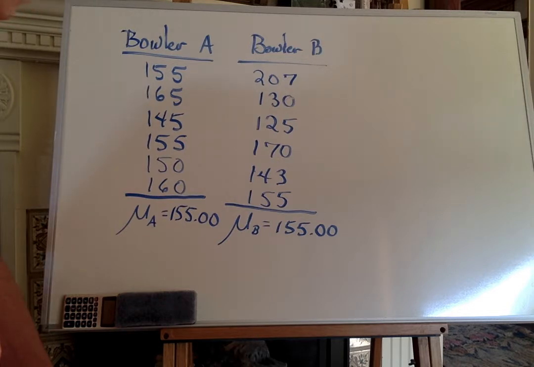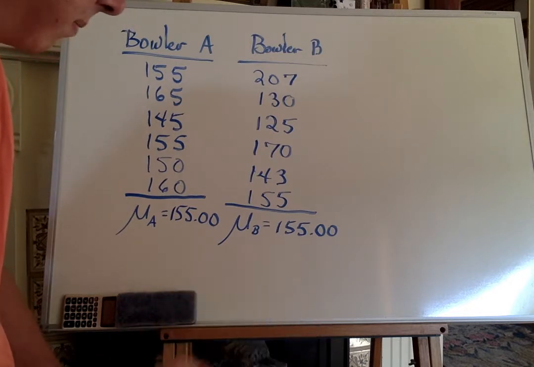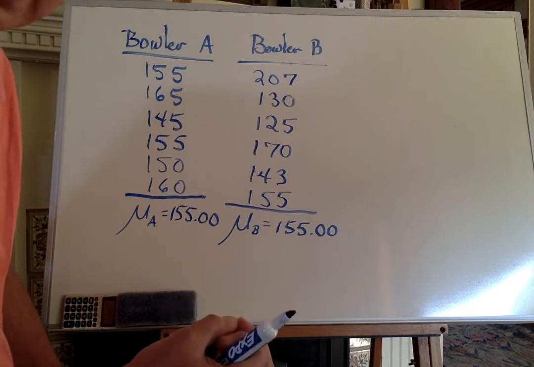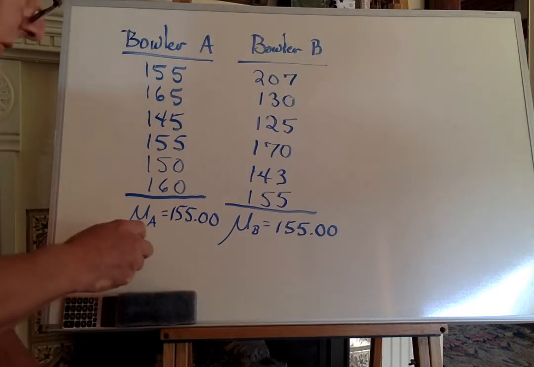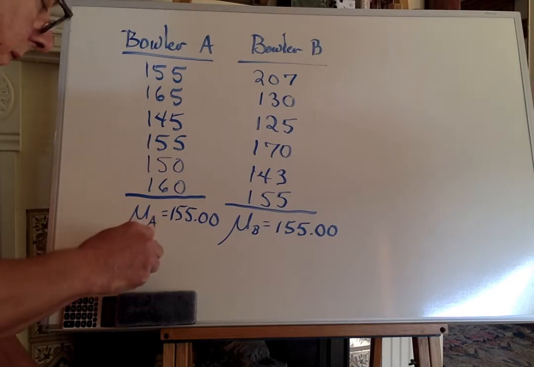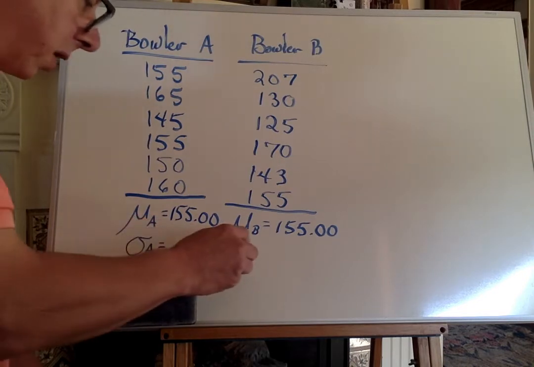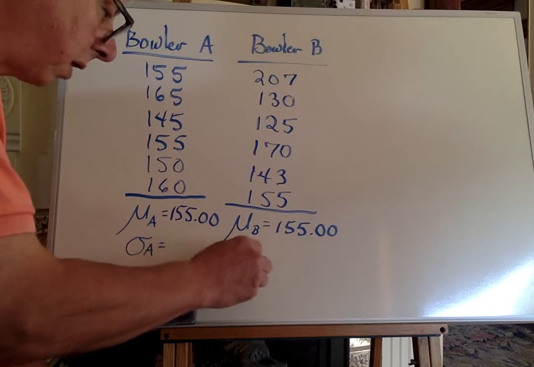And in fact, that brings us to, I hope, a good example of the importance, perhaps, of a measure of variability, a measure of spread outness. And that is, which of the bowlers is more variable. And so what we're going to do here is we're going to calculate the standard deviation for each of these bowlers.